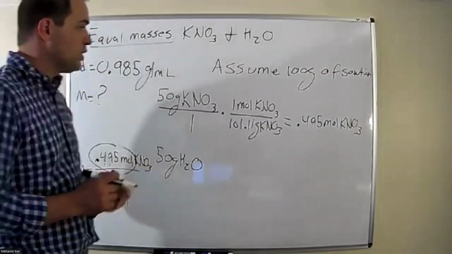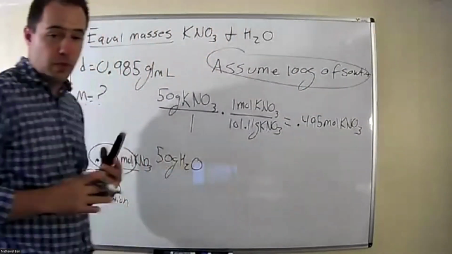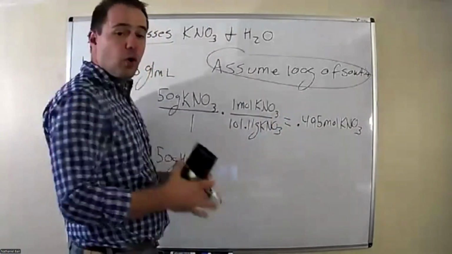Well, we have the mass of the solution. The solution, we have 100 grams of solution. That's what we assumed. So this is where we need density, right? How do you go between mass and volume? Density.